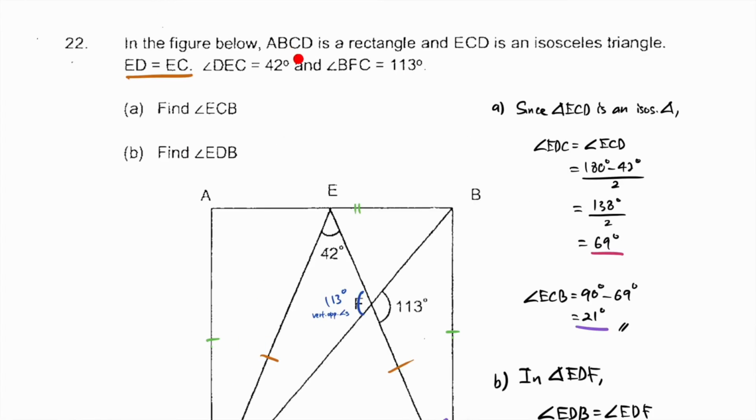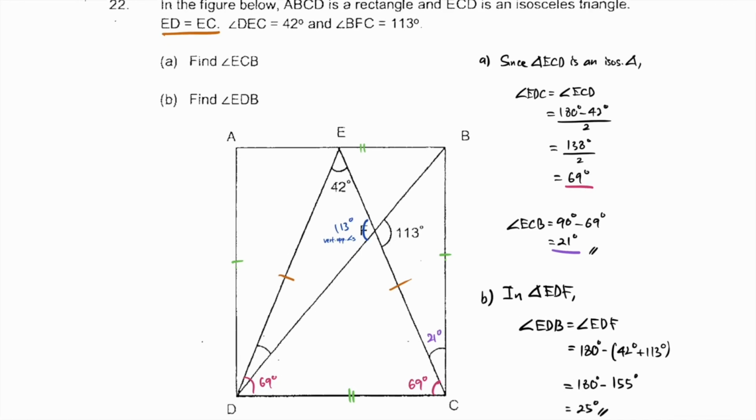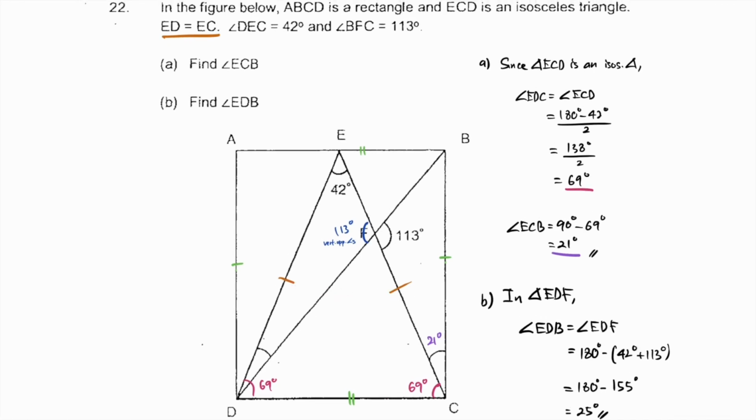ABCD is a rectangle, ECD is an isosceles triangle, ED equals EC. So what I like to do is to mark out everything here, ED, EC, isosceles, and then we've got a rectangle, so AB is equal to DC, and of course AD equals BC. And just mentally check that all the numbers are written down. 42 is here, 113 is here.